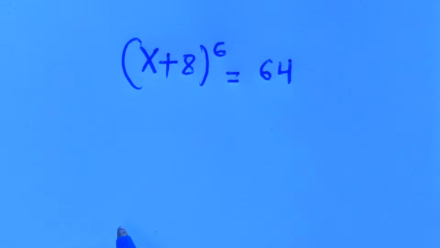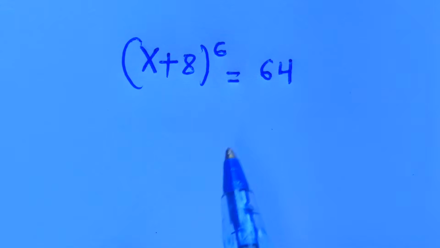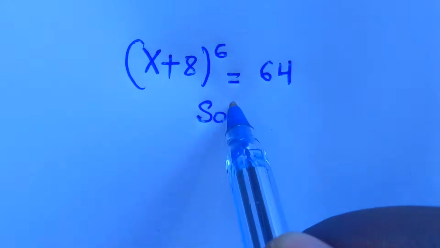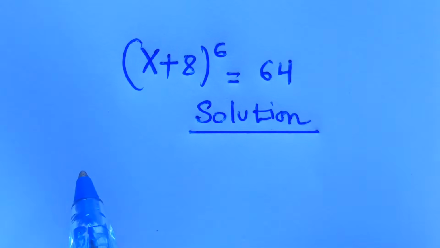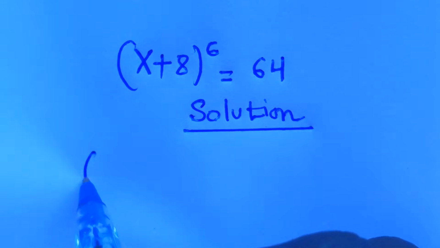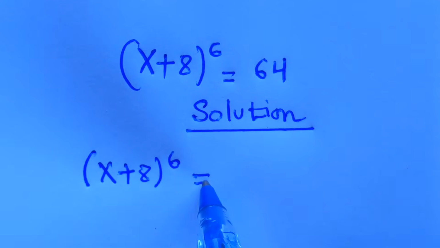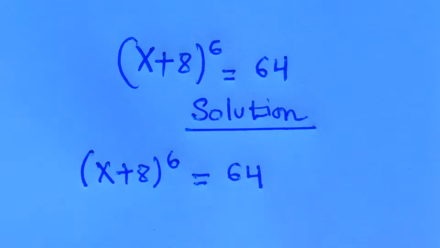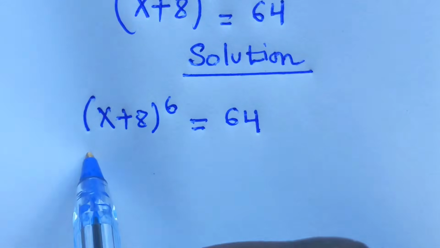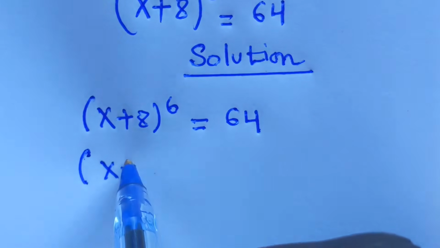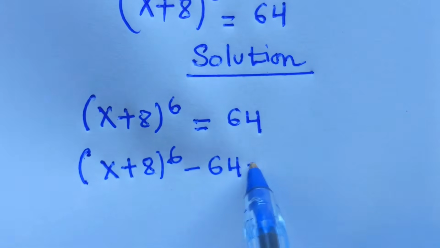The question is (x + 8)^6 = 64, and in this video we have to find the 6 values of x. Let's provide a solution very quickly. We copy what we have: (x + 8)^6 = 64, so (x + 8)^6 - 64 = 0.